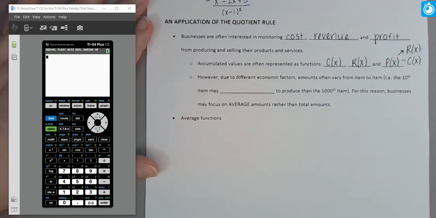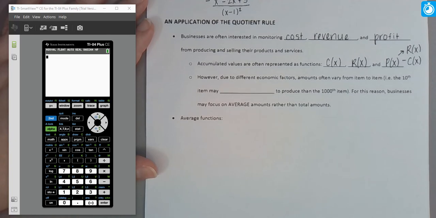Typically we take our revenue function, the money we've made, and subtract the cost function, the cost for producing and selling, and then the difference between the two is defined as our profit. Of course, if it's a positive number, that means we've made money. If it's a negative number, that means our costs are higher than our revenue and we're losing money.